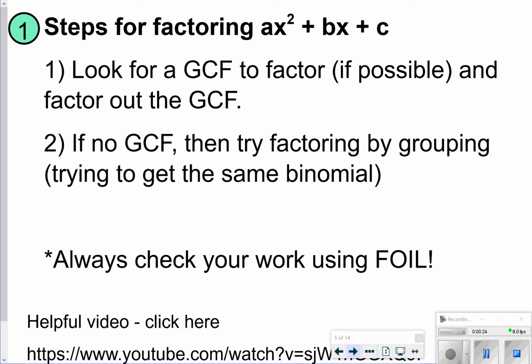What you want to look for first is if there is a GCF, you want to go ahead and factor out the GCF if possible. But step 2 says if there's no GCF, then you're going to try factoring by grouping. And I'm going to get into detail a little bit more about that later. But basically, you're just trying to get the same binomial, similar to the video that you saw a few lessons back. You always want to make sure that you check your work using FOIL.